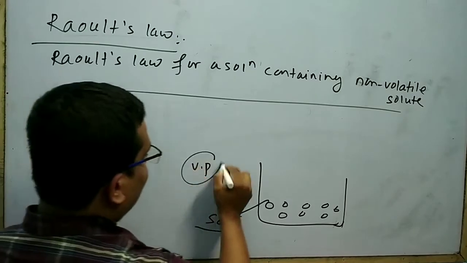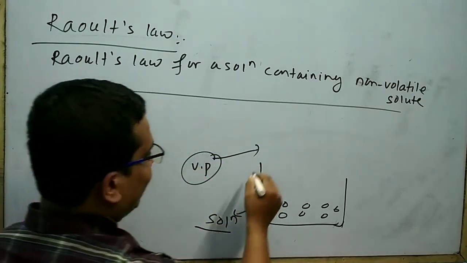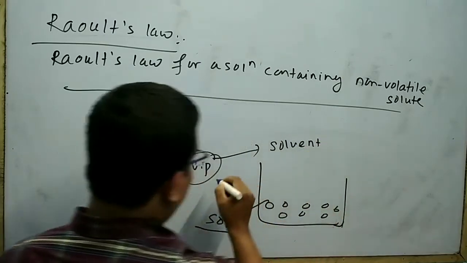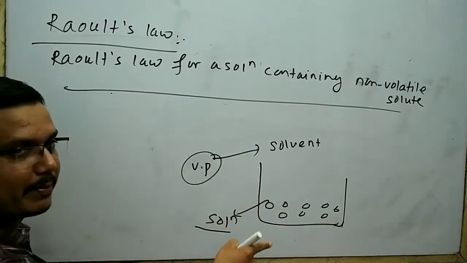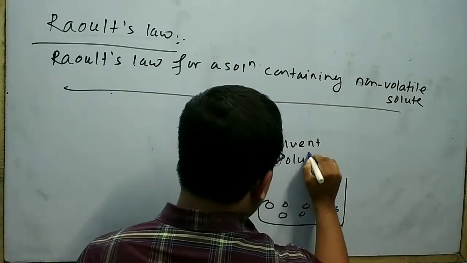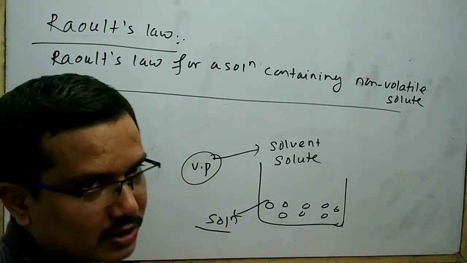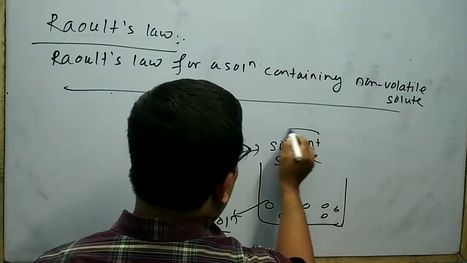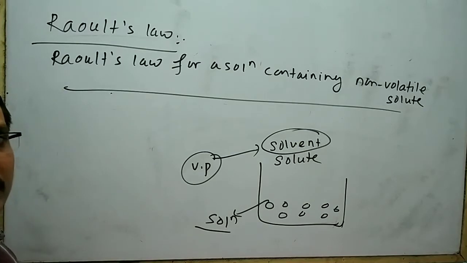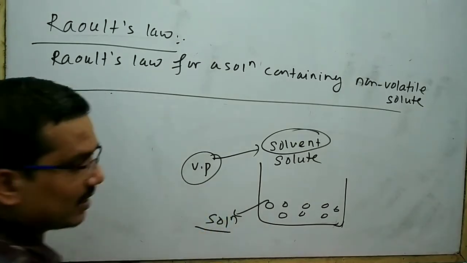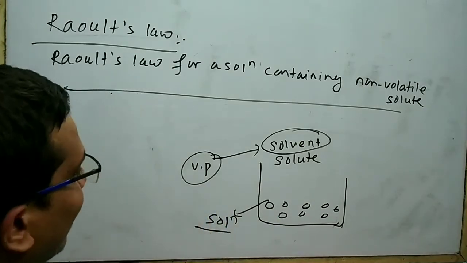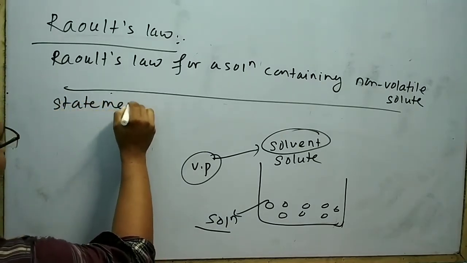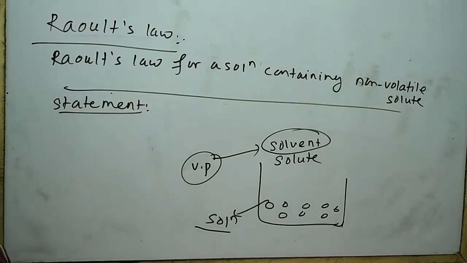The vapor pressure of the solution completely depends upon the solvent. The vapor pressure of the solution does not depend upon the solute because the solute molecules are non-volatile. That means if I increase the number of solvent molecules, then the vapor pressure increases. From this data I can write the statement of Raoult's law for the solution containing non-volatile solute.